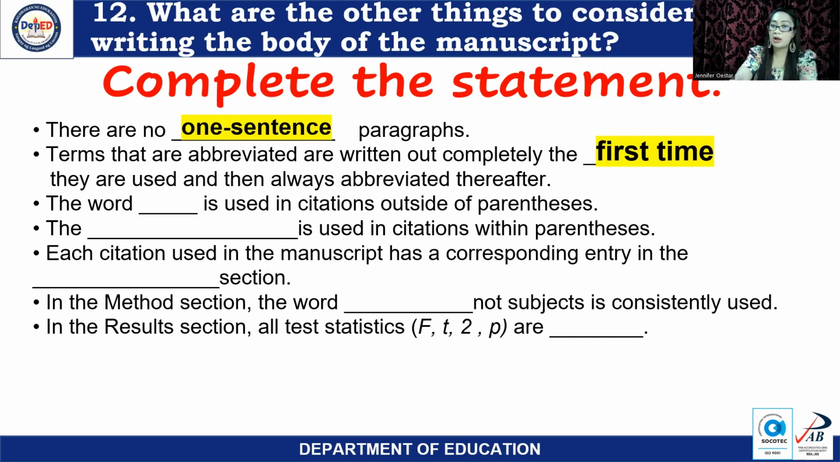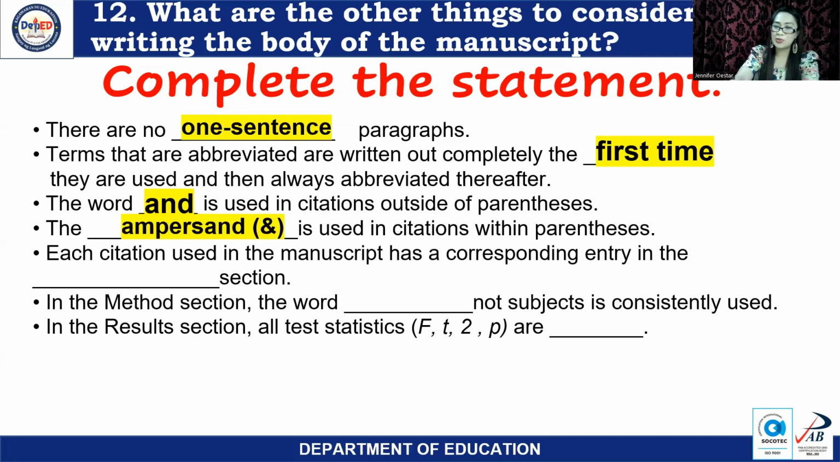Terms that are abbreviated are written out completely the first time, as mentioned before. They are used and then always abbreviated thereafter. The word blank is used in citations outside of parentheses. The word and, you complete the word and. The blank is used in citations within parentheses. Ampersand. And later on, I will be showing you a lot of examples for the word and the ampersand.